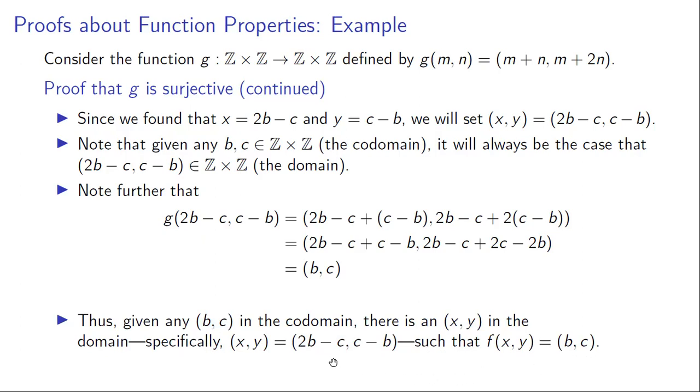All right, so we've proven that given any pair in the codomain, there is going to be a pair in the domain, namely this pair right here, such that g of that pair is equal to the pair (b, c). So the point is, given any element of the codomain, there is going to be an input that leads to that element of the codomain. Therefore, g is surjective.